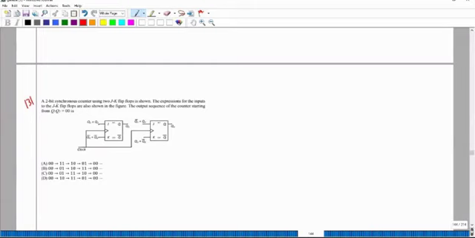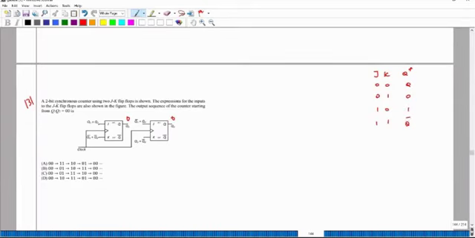This is a synchronous counter, and a JK flip-flop is shown in the figure. So what is the output sequence when it is started with 0 0? What is the formula for JK flip-flop? 0 0, 0 1, 1 0, 1 1. This is Q, 0, 1 and Q bar, right?